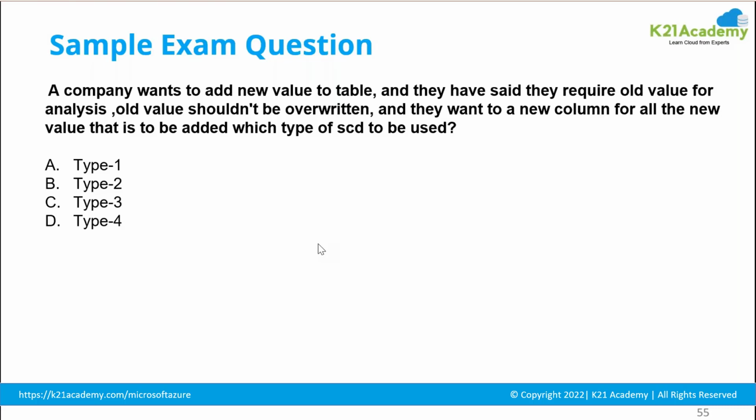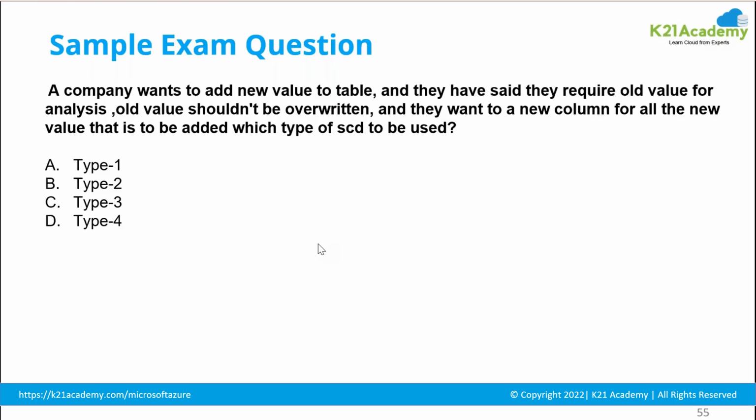Very reasonable, right? So he is saying that when you maintain this data about the new address of this customer, maintain his old address as well as the new address. They want to add a new column for all new values. Oh, they are not saying add a new row, they are saying add a new column, sir. This question is slightly tricky. This is type 3. This is not type 2.